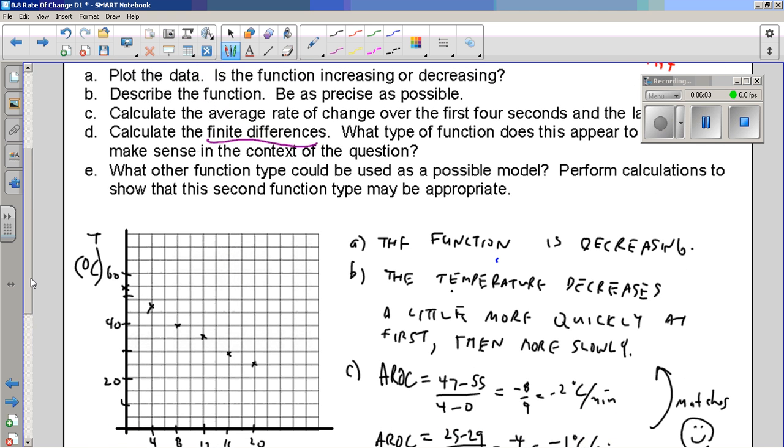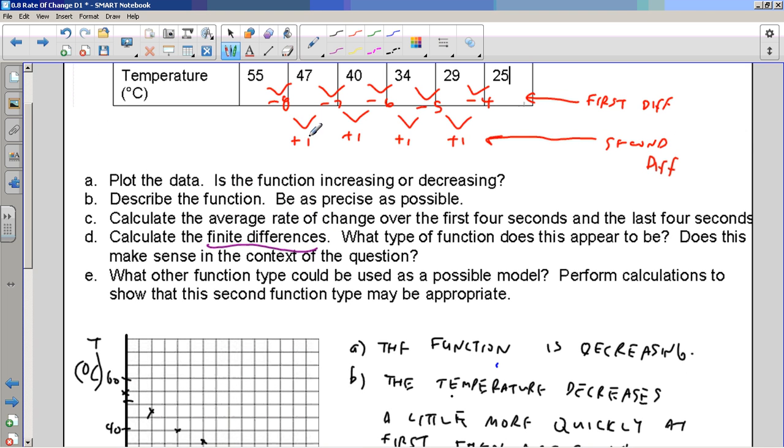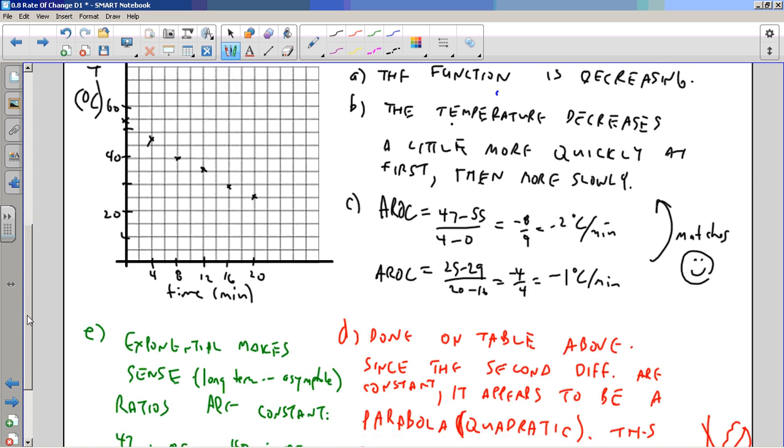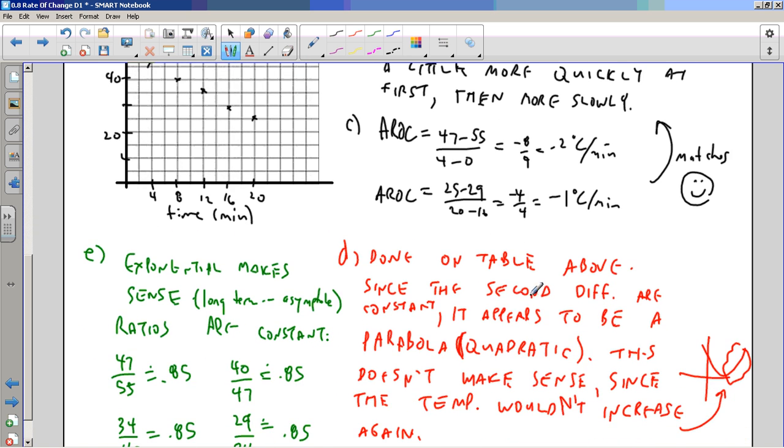And what type of function does it appear to be? Well, notice that because the second differences are constant, it looks like it's a parabola perhaps, right? And that's what I've said. Since the second differences are constant, it appears to be a parabola, but this doesn't make sense since the temperature wouldn't increase again. So yeah, the coffee is cooling, but the coffee's not going to spontaneously warm up again. So it doesn't really make sense that it's a parabola.